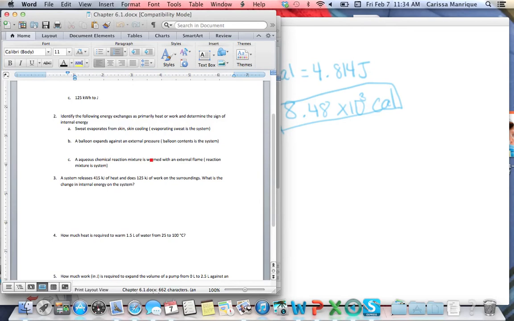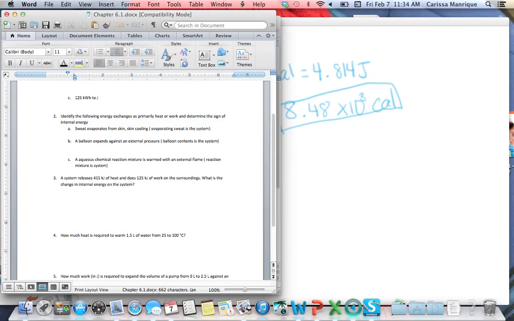Now, what if the system was the flame instead? The flame is letting off heat, so that would be a negative, okay, because it's expelling heat. Okay, so the overall sign would be negative. Anyway, let's just be careful on these to look at exactly what your system is. Don't look at what everything else is doing. Look at what only your system's doing.